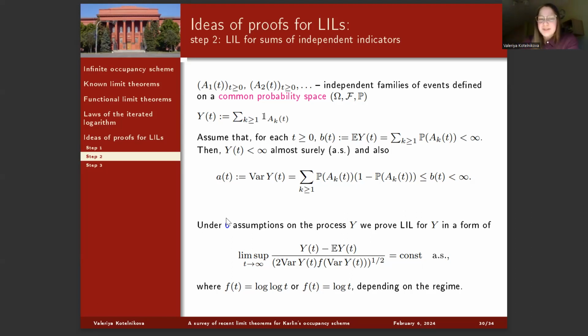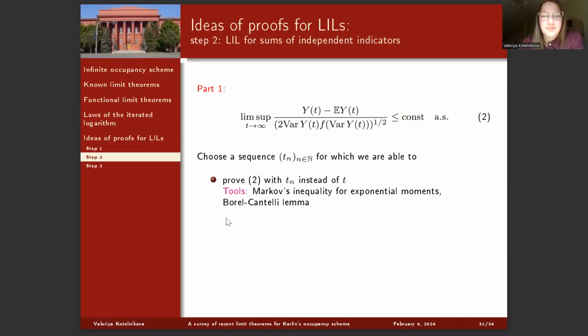I'm not going to list all of those 6 assumptions. You would need to trust me that they hold for Karlin's number of occupied boxes or for other characteristics in Karlin's occupancy scheme. But of course, it is thoroughly checked in the paper, actually in the papers.